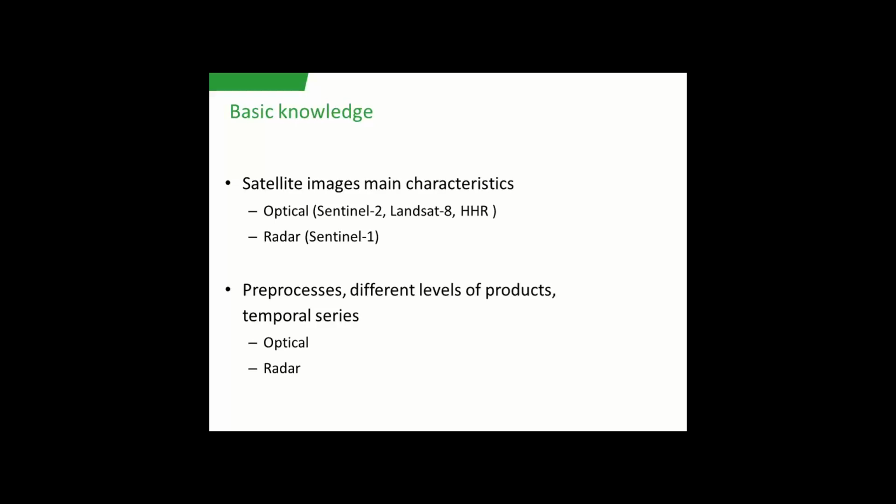Regarding the basic knowledge, we have a first chapter about what are the satellite images that can be used and what are their main characteristics, either optical or radar. And we have also a chapter about the pre-processes, the different levels of products, the temporal series, once again making the difference between optical and radar.